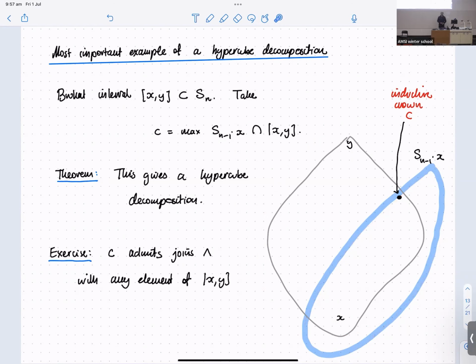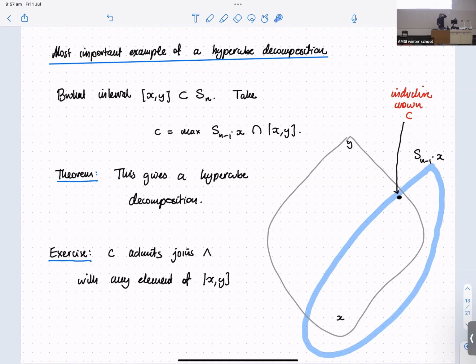Okay, so Sn minus one is the permutations that fix N. I'm thinking about this as being some subset inside all of the symmetric group. And then I look at this thin slice, which is this Sn minus one orbit through, and then I intersect it. Generally I would not expect such an intersection to have a max. No, this is not a lattice.